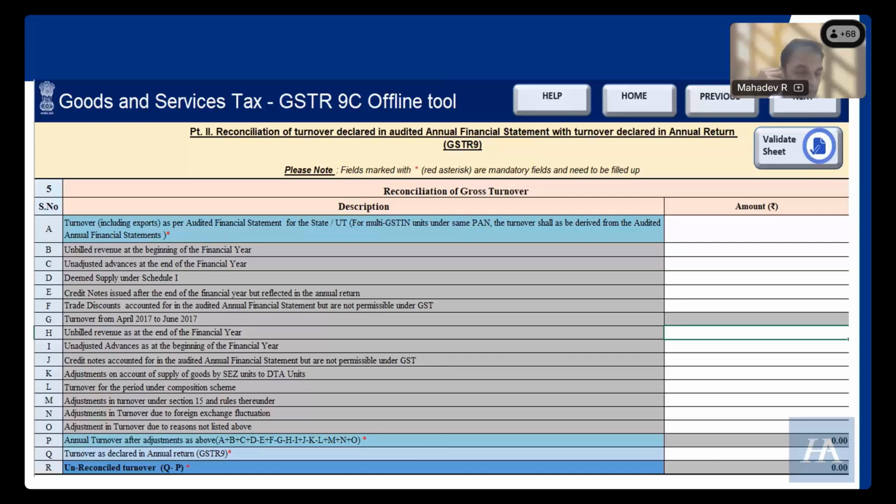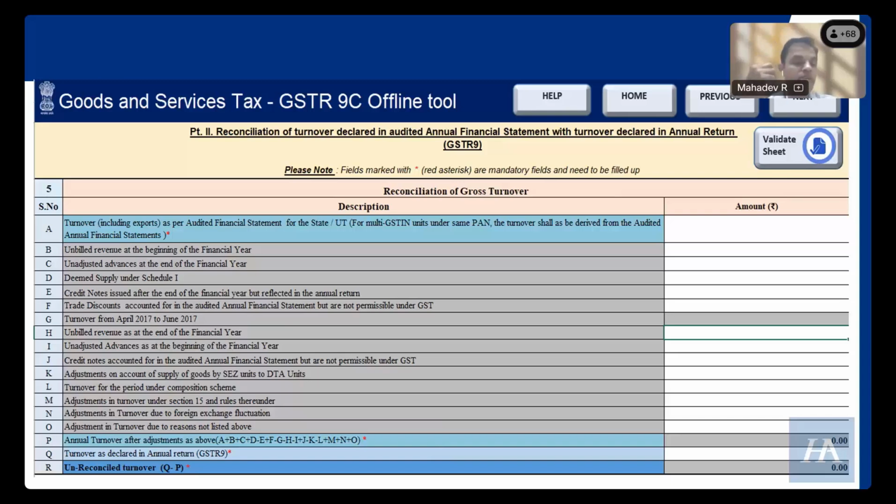Then 5M, adjustment in turnover under section 15. Section 15 is about valuation. For valuation reasons, there can be a difference between the turnover in the financial statement and the GST return. Say construction activity: your turnover as per books is 100, but you are paying GST only on 66% or 66.66%, after taking one-third of the value as deduction in GST law. There is a difference, so this difference needs to be adjusted in table number 5N.